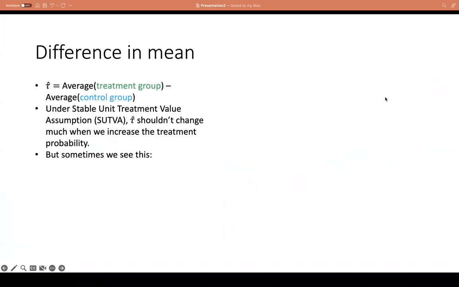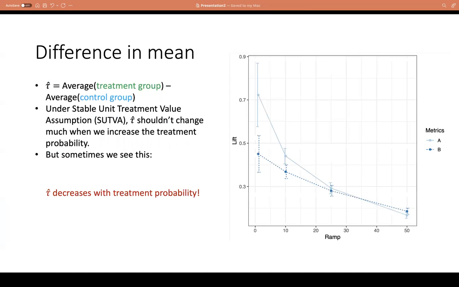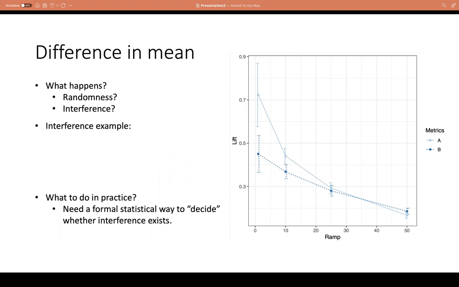new treatment group. And then we see something like this, where you have higher allocations, but you have this decreasing means. So we may wonder what is the reason behind this, and one reason is probably because of the interference we have. Our project is based on detecting the interference in the sequential allocation scheme. And we need a formal statistical way to decide whether interference exists.